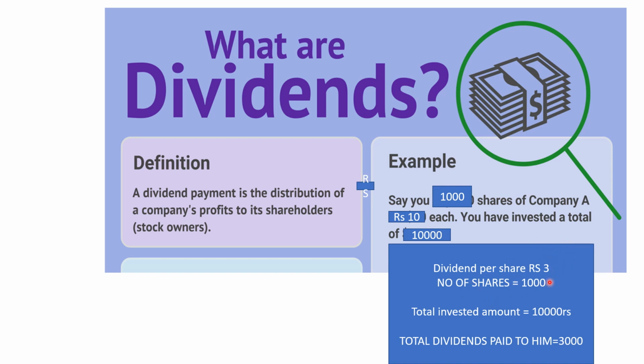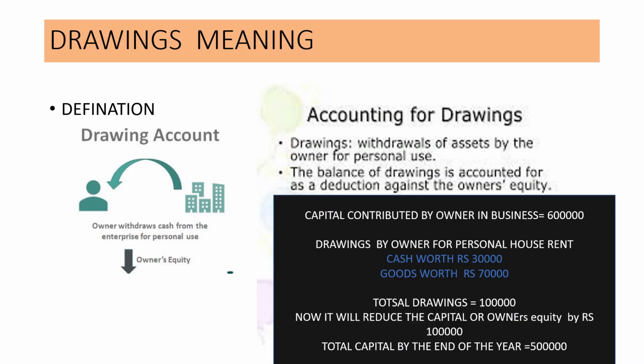Every year you will get a dividend, a fixed percentage. So the total dividends paid will be 1,000 into 3, for the 10,000 you invested in the business for that year. That is 1,000 into 3, which will be the dividends paid to that shareholder. So 3,000.